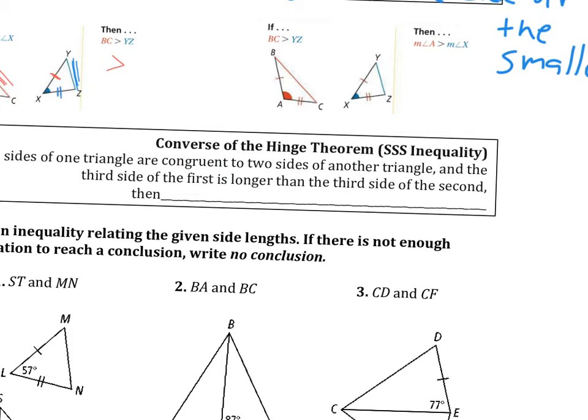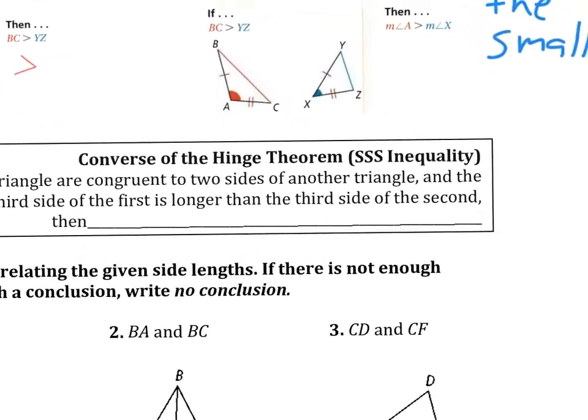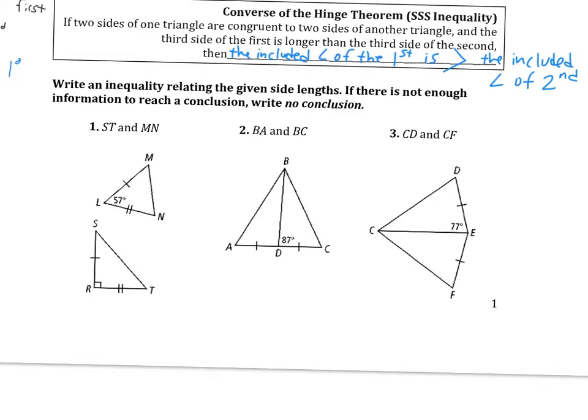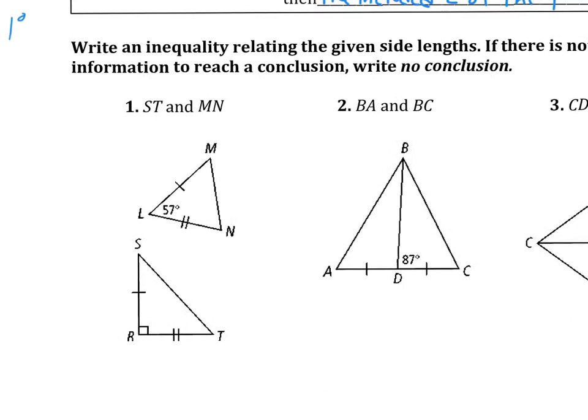Okay, so let's take a gander here. What we want to do is write an inequality relating the given side lengths. So which sides are smaller or larger, etc. And if there's not enough information, just say there's no conclusion.